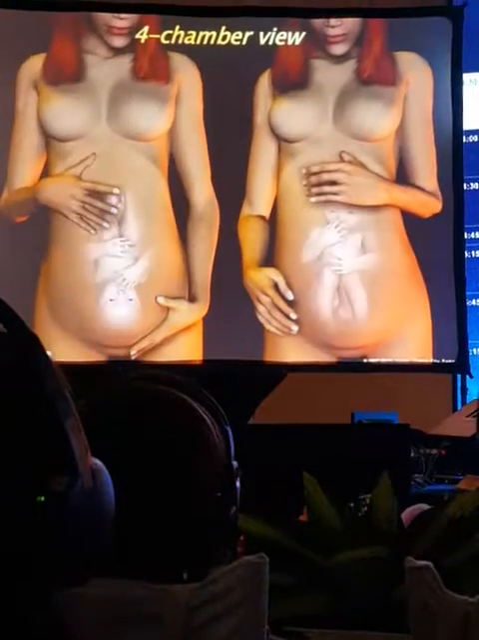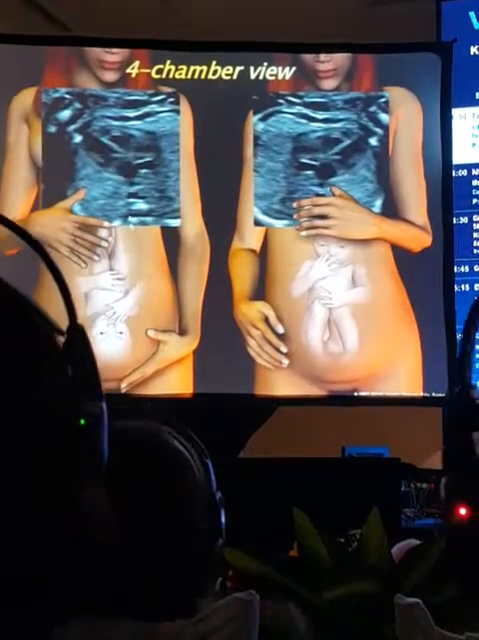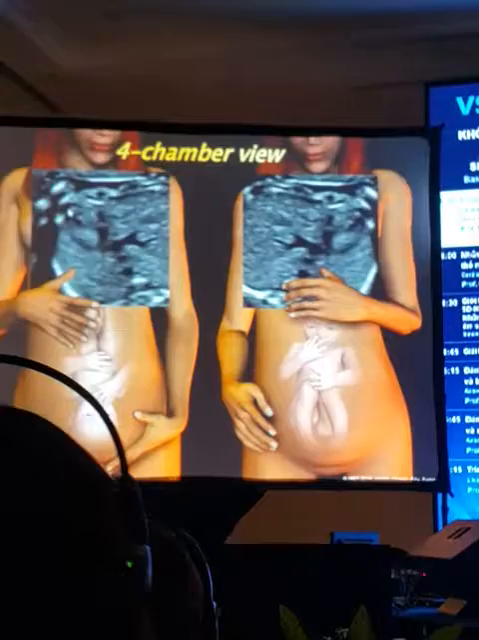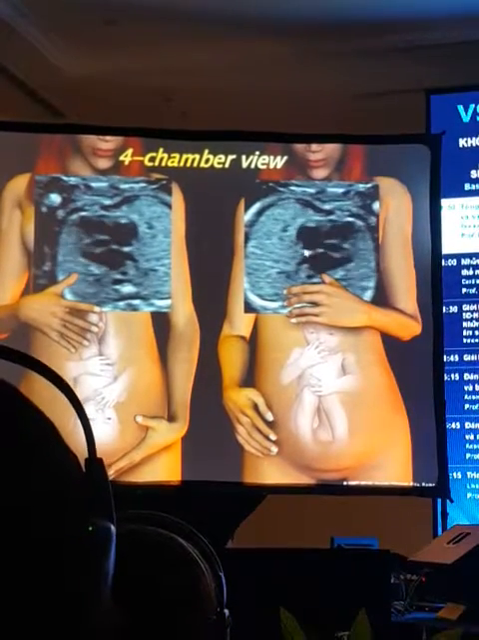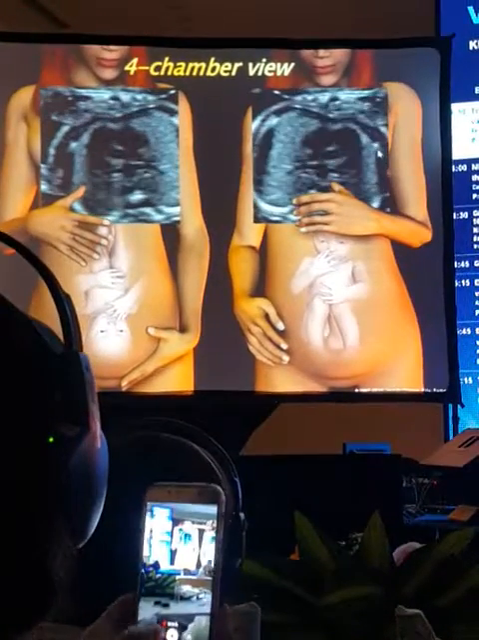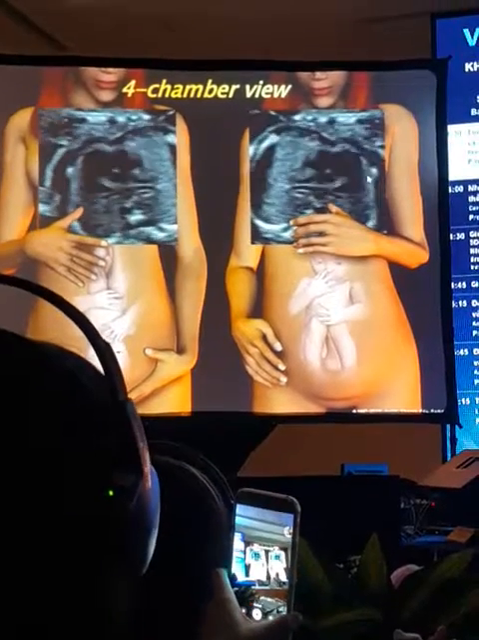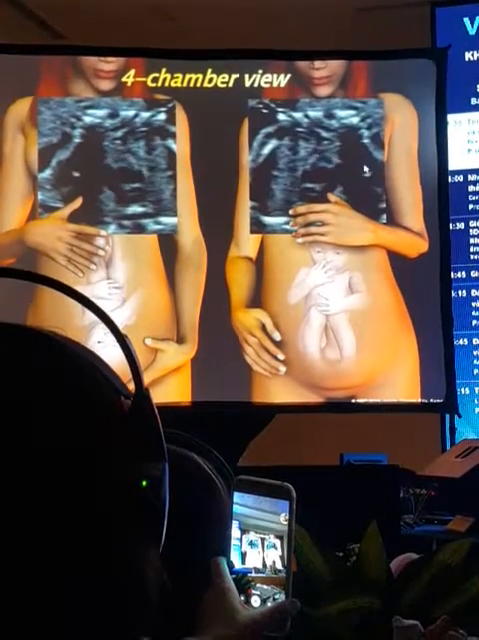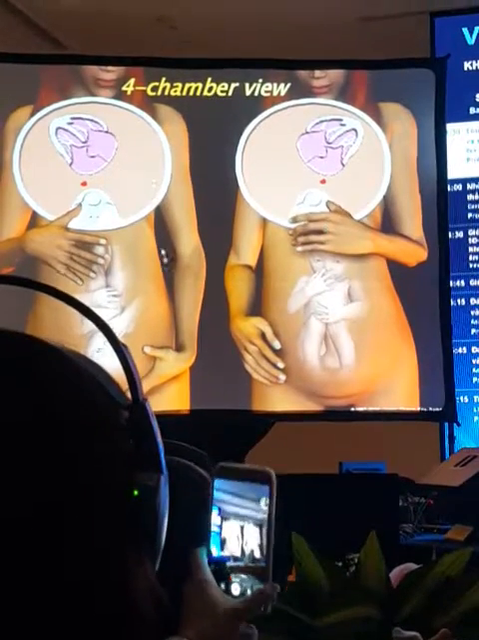Here are two babies, one in cephalic position and one in breech position. You see that in the baby in cephalic position, the apex of the heart is on the left side of the screen, while in the baby in breech position, the apex of the heart is on the right side of the screen. And this is something that often confuses young physicians. They have trouble orienting the head of the baby inside the mother. So this is the normal position of each of these two fetuses.